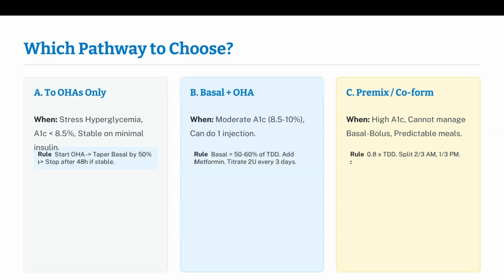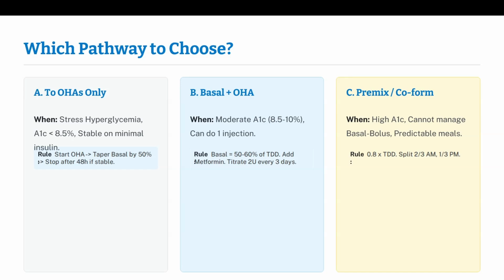So basal plus OHA regimen is also a very preferred regimen. You can convert into basal plus OHAs from basal bolus regimen from the inpatient if the HbA1c is moderate, that is between 8.5 to 10, and can do with one injection. Rule: the basal should be 50 to 60% of total daily dose. Add metformin, titrate 2 units every 3 days.